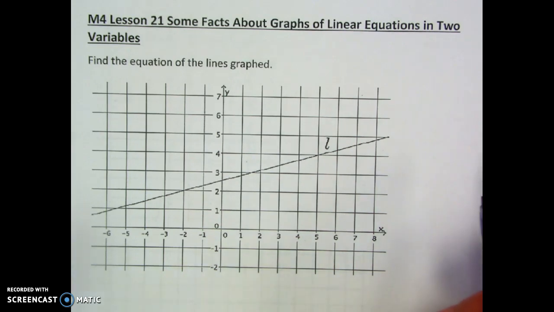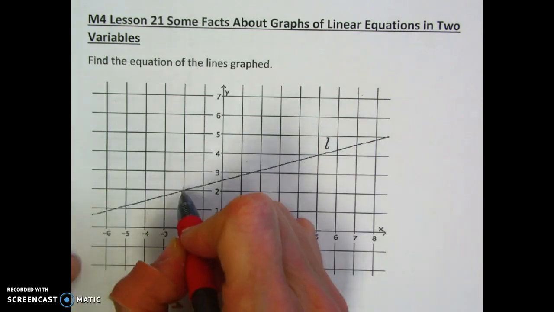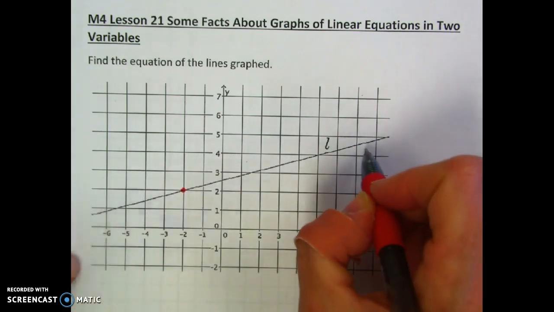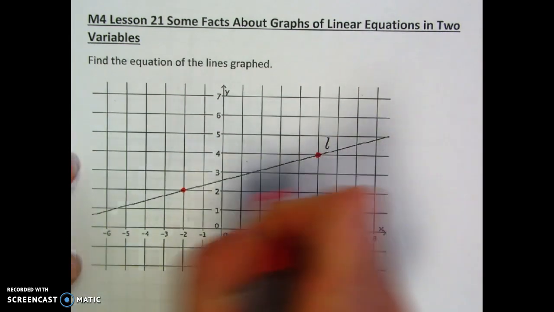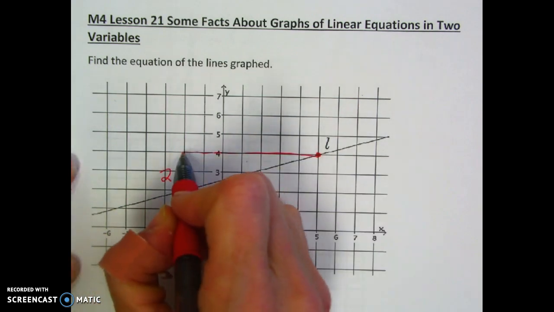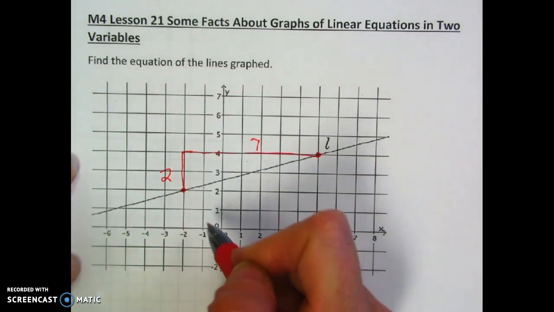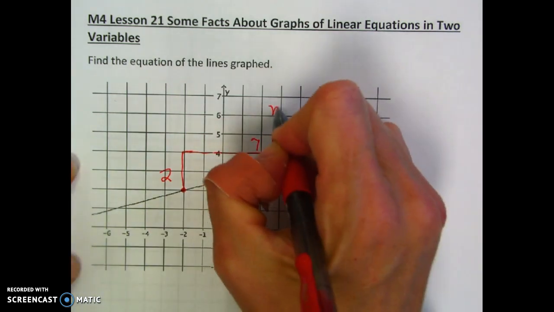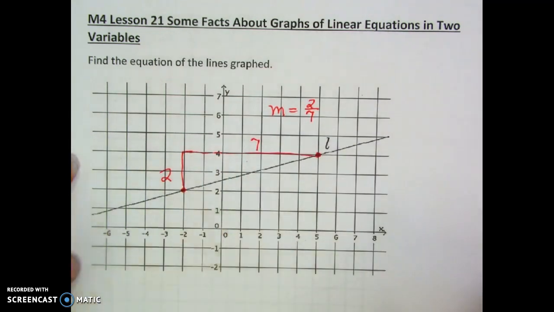We're going to still find the slope the same as what we've always done. So let me find some points here. Looks like a good one. Here looks like a good one. Remember, I have to find points on the grid line. And then my rise is 2. My run is 7. So 2 over 7 is my slope. It's going uphill, so it's positive.